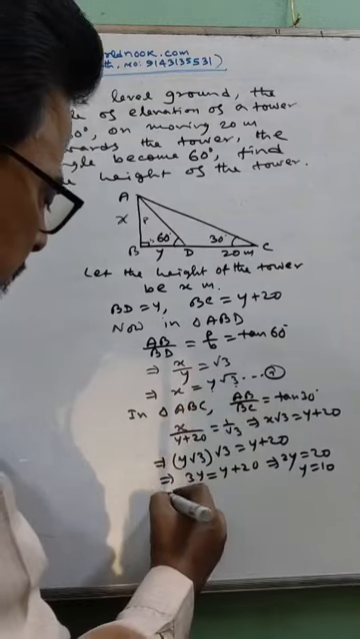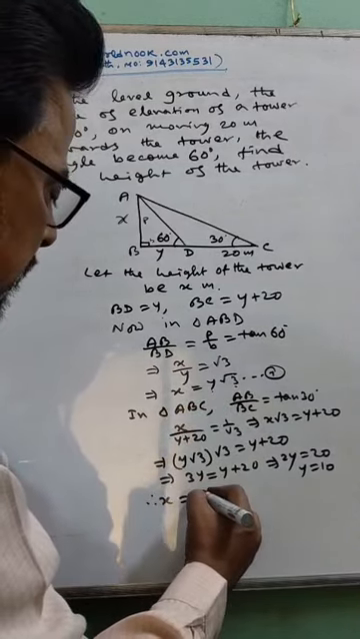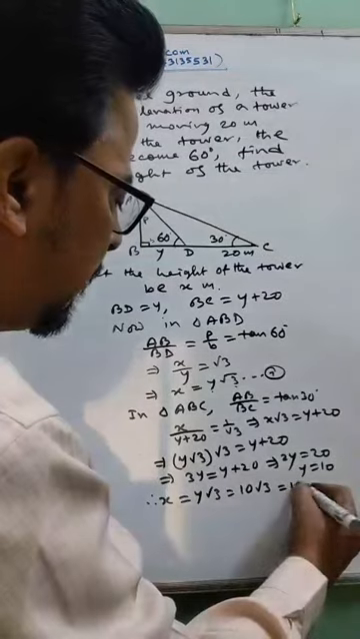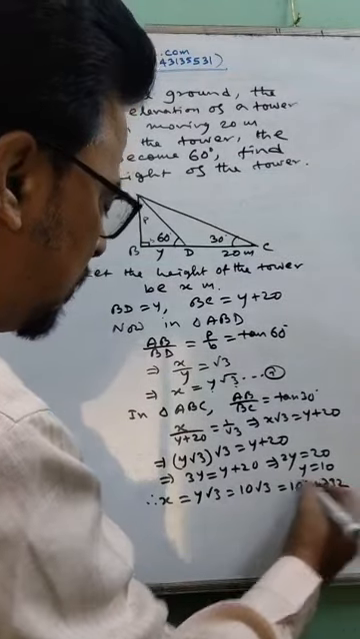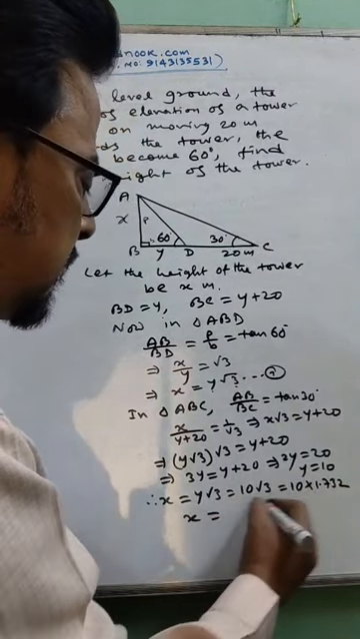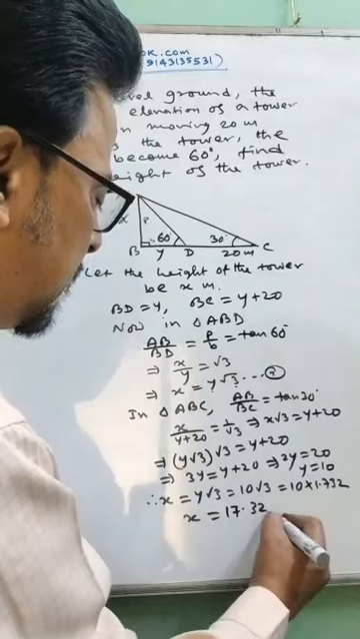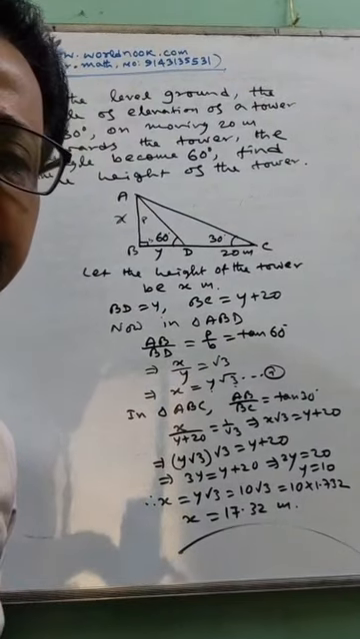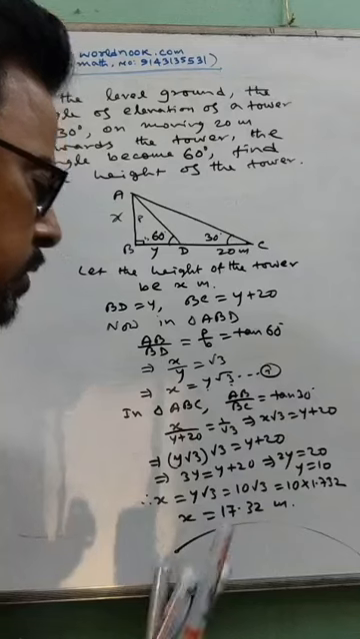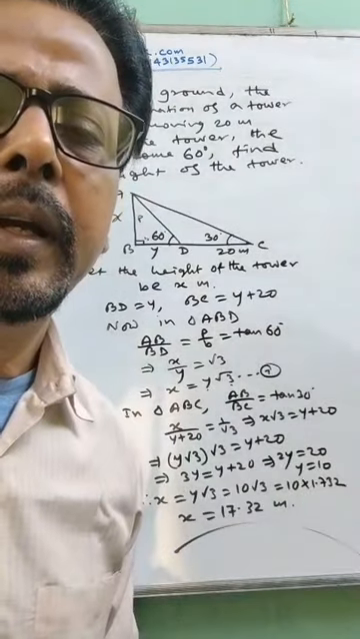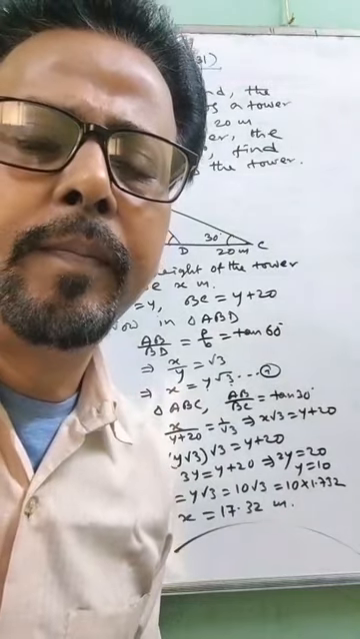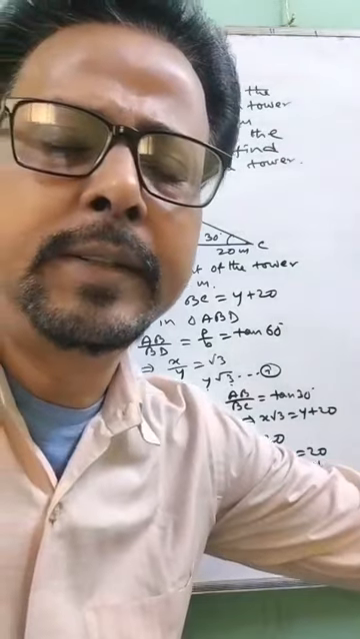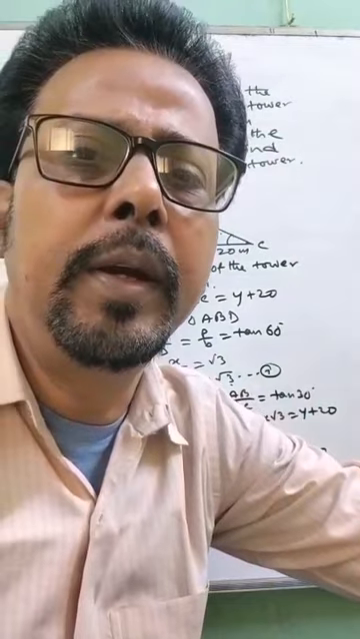But we have to find x. So x is y root 3, that is 10 root 3. Now put the value of root 3: 10 into 1.732. So the approximate height of the tower is 17.32 meters. Okay. Similarly, we can find different heights of a bridge, a tree, or the width of a river, etc., by using application of trigonometry.